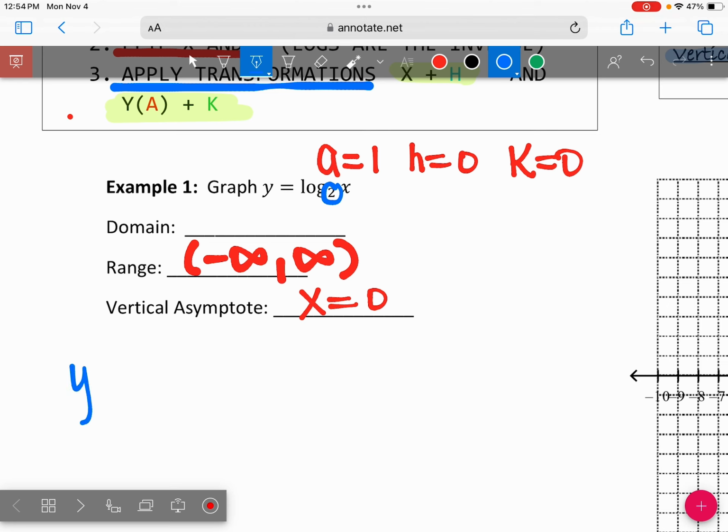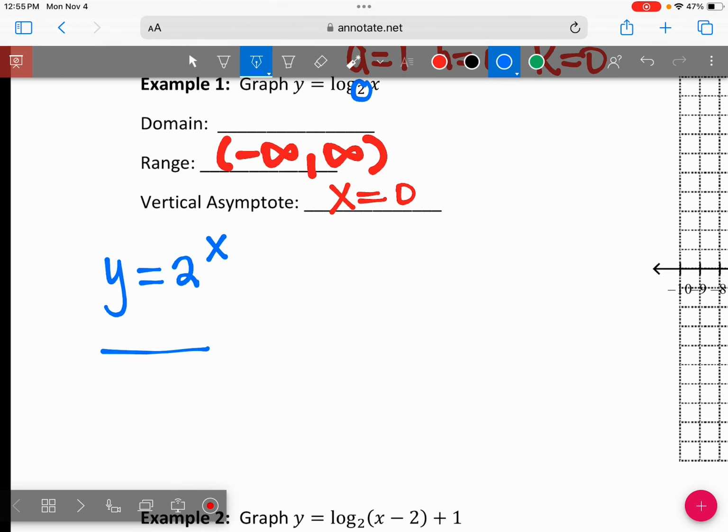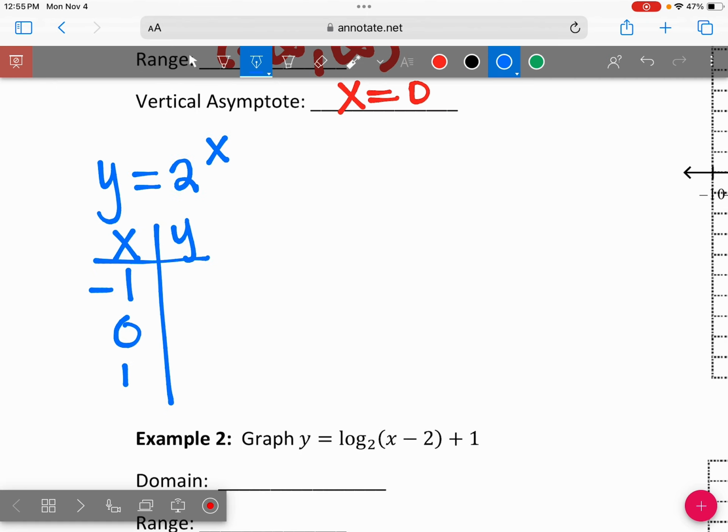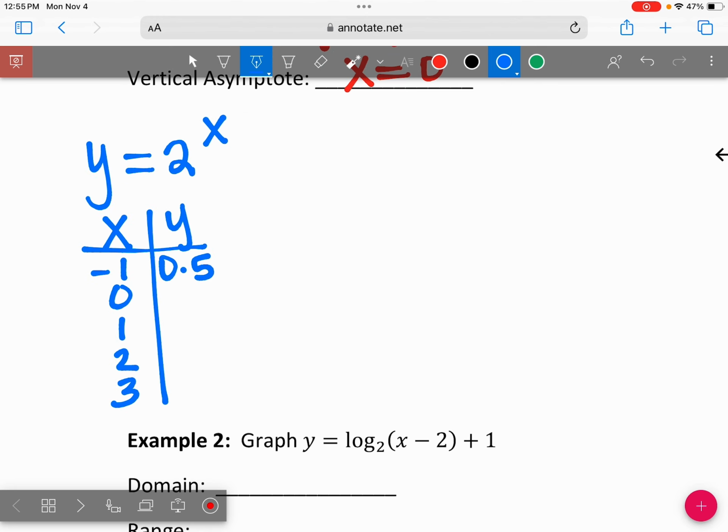So I'm going to start by making a table. This is my exponential table. I'm not going to graph this table though, I'm just going to create the table. So when I create the table, negative 1, 0, 1, 2, 3. Oh, I'm making that too big. I can't fit it. Hold on. So negative 1, 0, 1, 2, 3. If I take 2 to each one of these exponents, you should kind of have these memorized. These are my y values. But that's exponential. And we're not graphing an exponential.